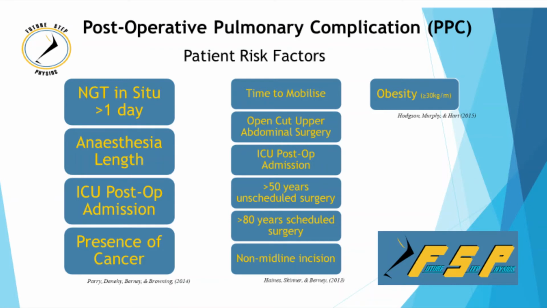On the other hand, Haynes and colleagues in 2013 found that the time to mobilize, having an open-cut upper abdominal surgery, having an ICU post-op admission, being over 50 years old with an unscheduled surgery, or being over 80 years old with a scheduled surgery, or having a non-midline incision increased the risk of having a PPC. Hodgson and colleagues in 2015 showed that patients who were obese, which was defined as having a BMI greater than 30, also had an increased risk of attaining a PPC, which we discussed in previous slides.